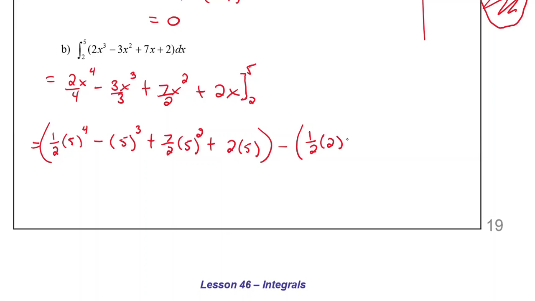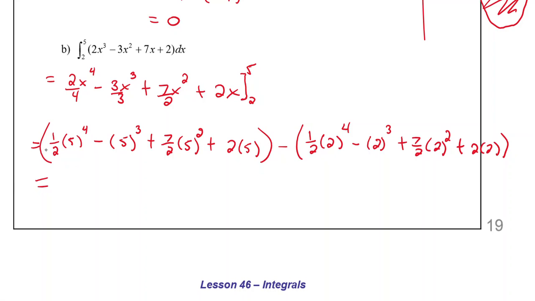So with 2 to the power of 4 minus 2 to the power of 3 plus 7 over 2 times 2 to the power of 2 plus 2 times 2. Messing myself up here. Okay, so this all comes out, well, I'll do individual pieces here.